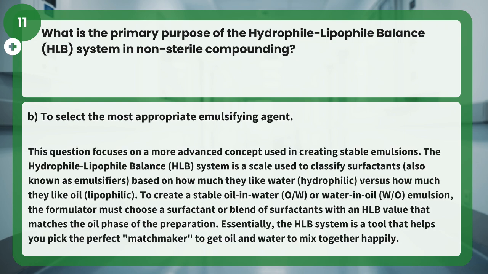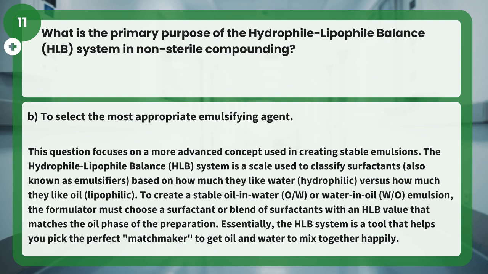Answer: B. To select the most appropriate emulsifying agent. This question focuses on a more advanced concept used in creating stable emulsions. The hydrophile-lipophile balance, HLB, system is a scale used to classify surfactants, also known as emulsifiers, based on how much they like water, hydrophilic, versus how much they like oil, lipophilic.